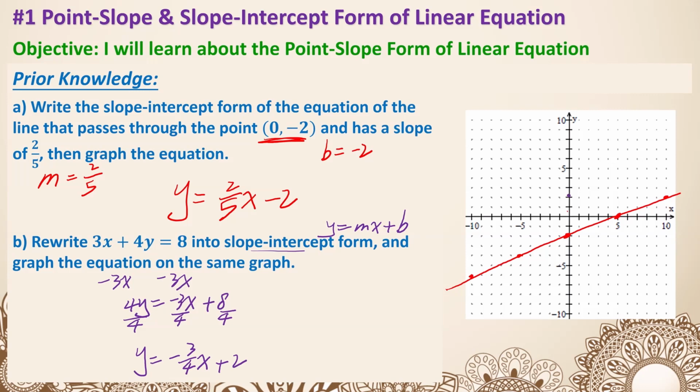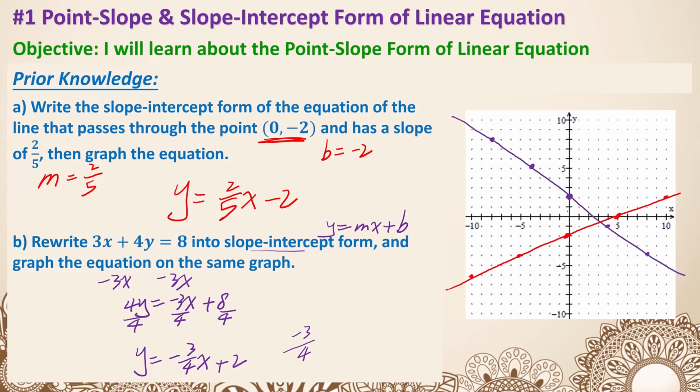Let's graph it. The y-intercept is going to be 2, but this time the slope is -3 over 4. So down 3 over 4, or up 3, left 4. There you go. And I can graph my line just like that.